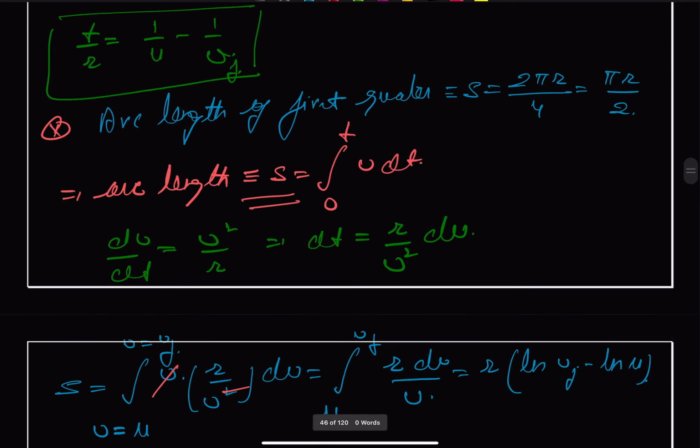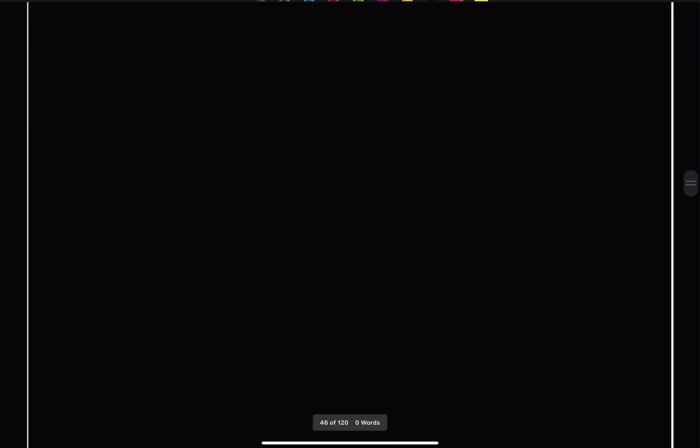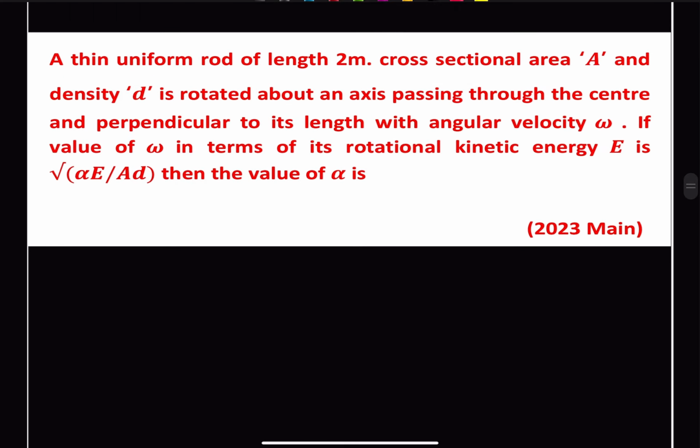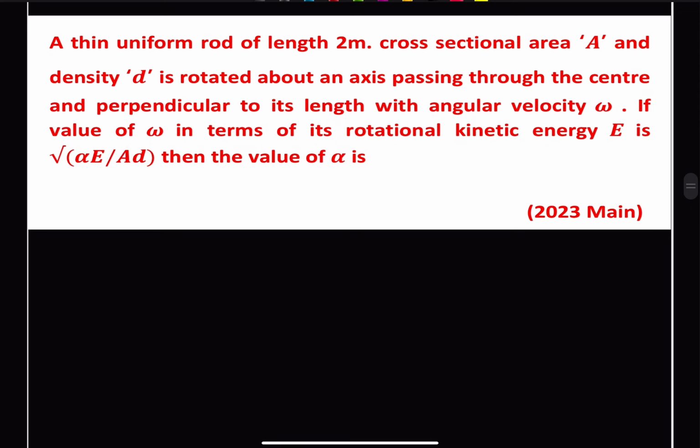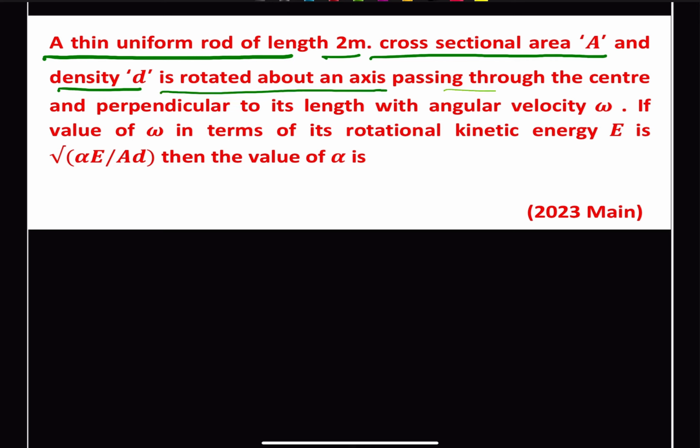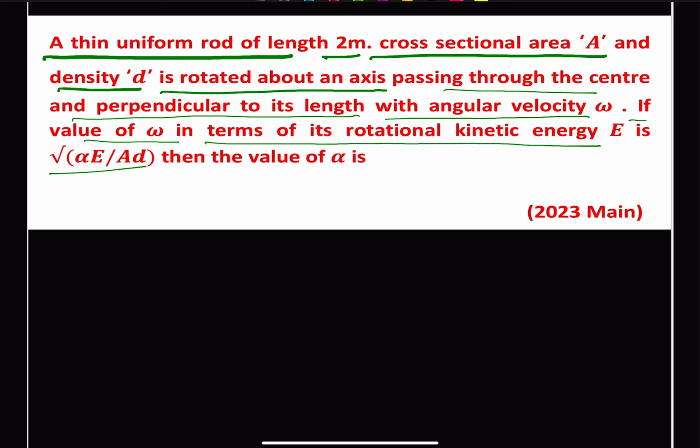Next question. It states that a thin uniform rod of length 2 meters, cross-sectional area A and density D is rotated about an axis passing through its center and perpendicular to the length with angular velocity omega. If the value of omega in terms of its rotational kinetic energy E is alpha times the square root of E divided by AD, then the value of alpha is.